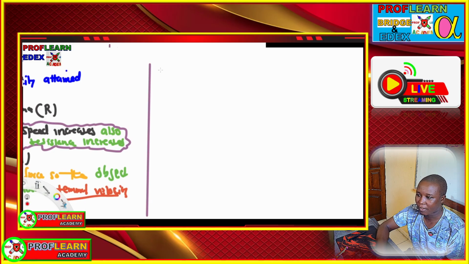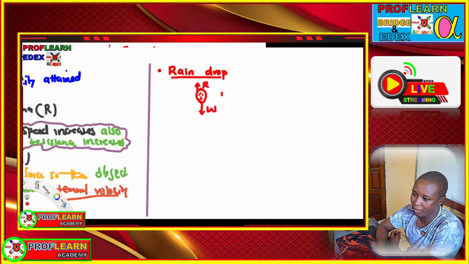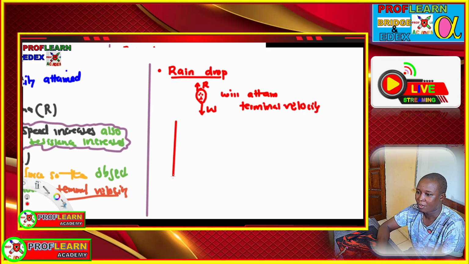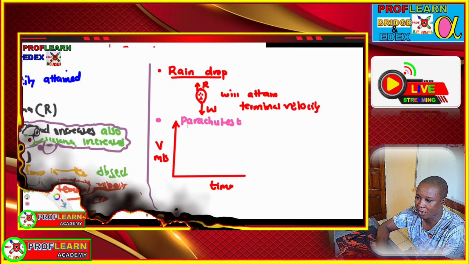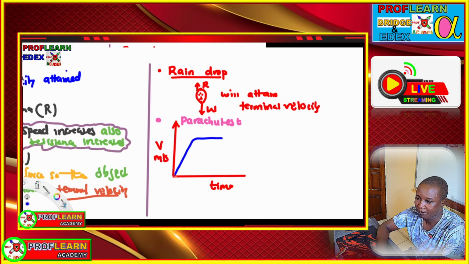An example where terminal velocity is attained is a raindrop that is falling. We have the weight and we have air resistance. Then it will attain terminal velocity when the two are equal. Another example is the motion of a parachutist. You need to know how to describe that, and these are the main features of the motion of a parachutist.